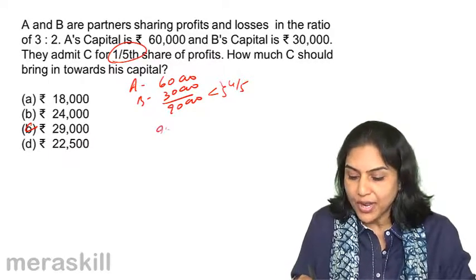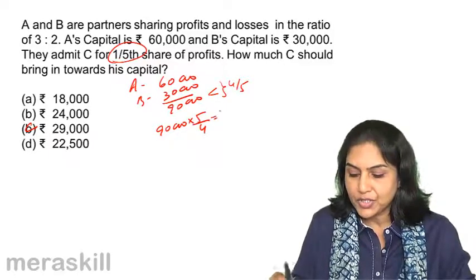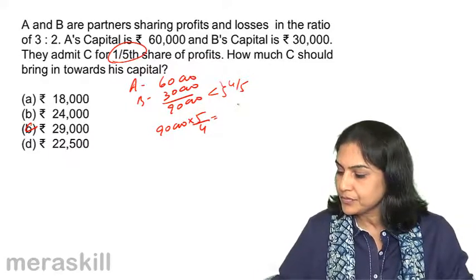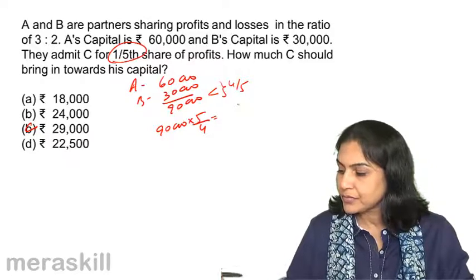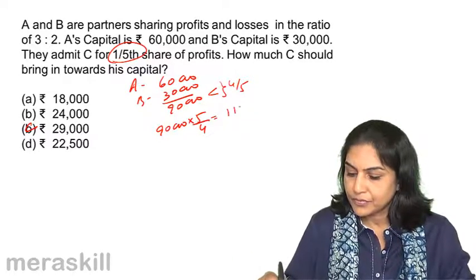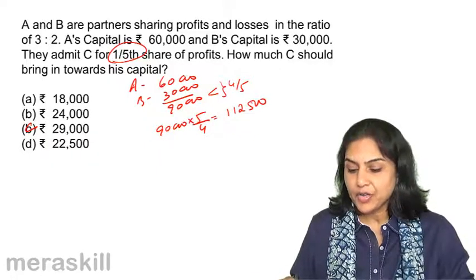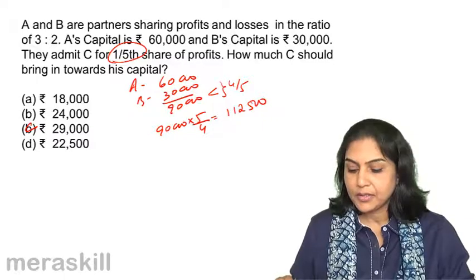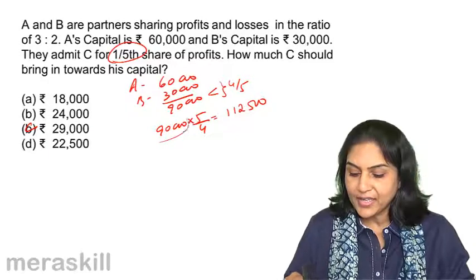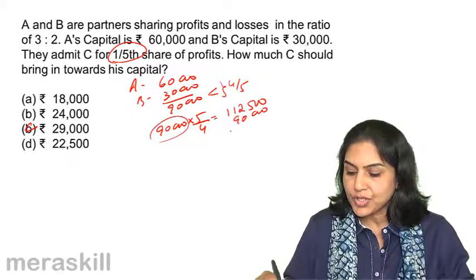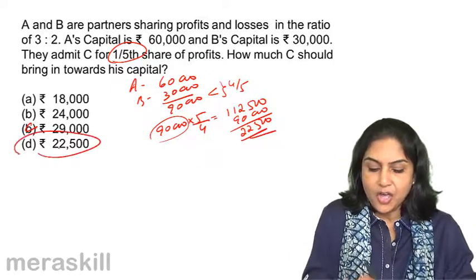So what should be the total capital? It should be 90,000 into 5/4, which is 1,12,500. So what should be C's share? Out of 1,12,500, 90,000 is A and B. Therefore, C's share should be 22,500. Correct answer, option D, 22,500.